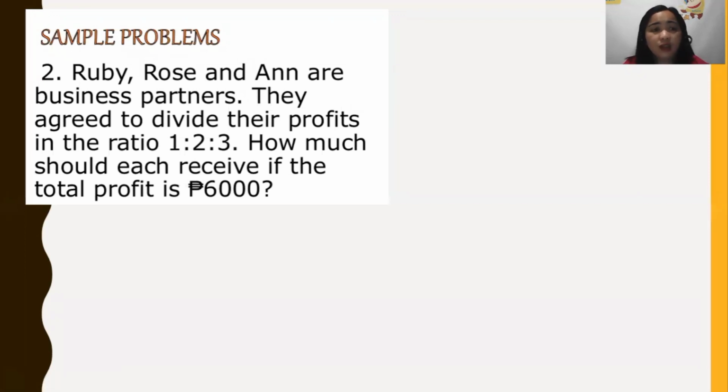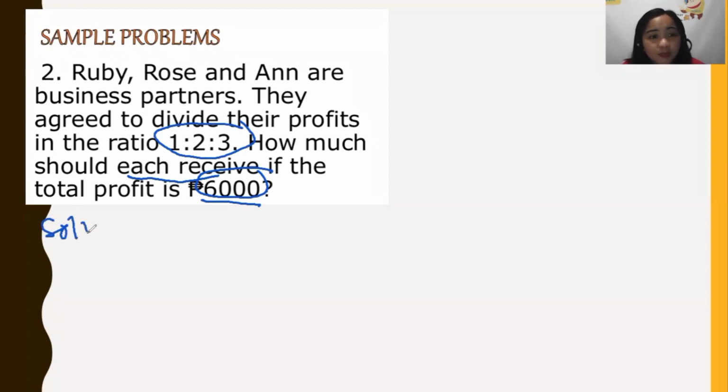Ruby, Rose, and Anne are business partners. They agreed to divide their profits in the ratio 1 is to 2 is to 3. How much should each receive if the total profit is 6,000 pesos? Now, so let's first understand what is asked in the problem. Ang tinatanong dito ay how much should each receive if the total profit is 6,000 pesos. Ang given natin ay 6,000 pesos at ang ratio ay 1 is to 2 is to 3.